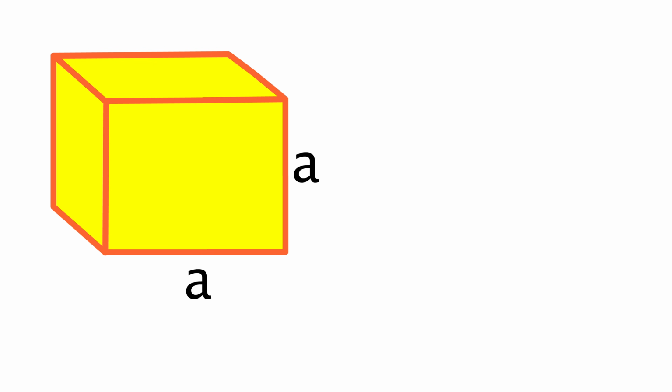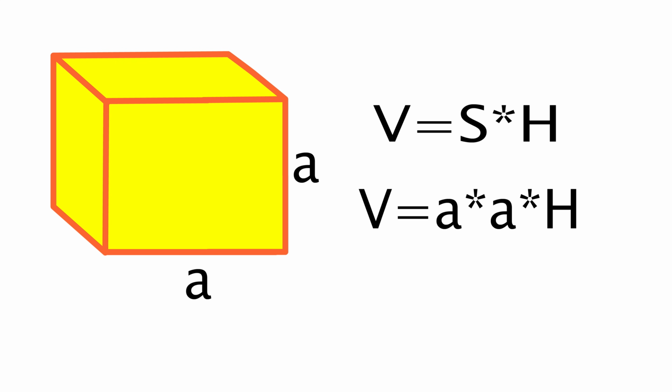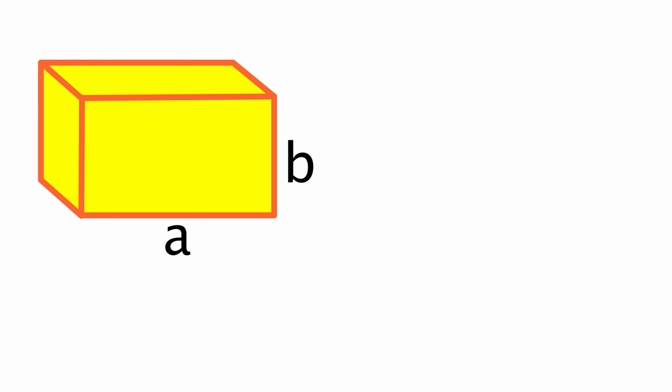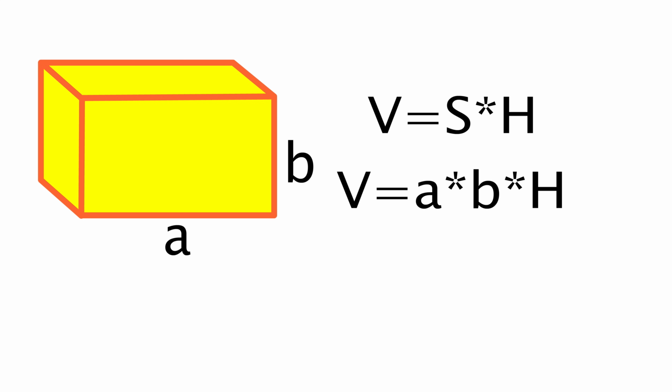The volume of a cube is the area multiplied by the height. What shape do we have here? A square. So the volume is the area of the square multiplied by the height, and the area of the square is equal to one side multiplied by itself. As for the volume of a rectangular prism, we also stated that it is the area of the rectangle multiplied by the height, that is, length times width times height.